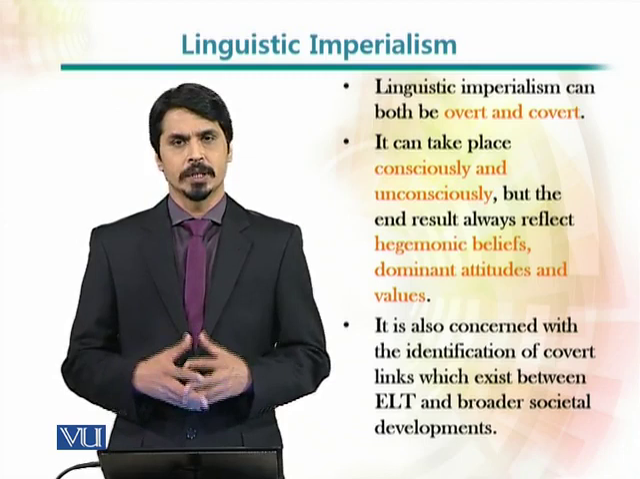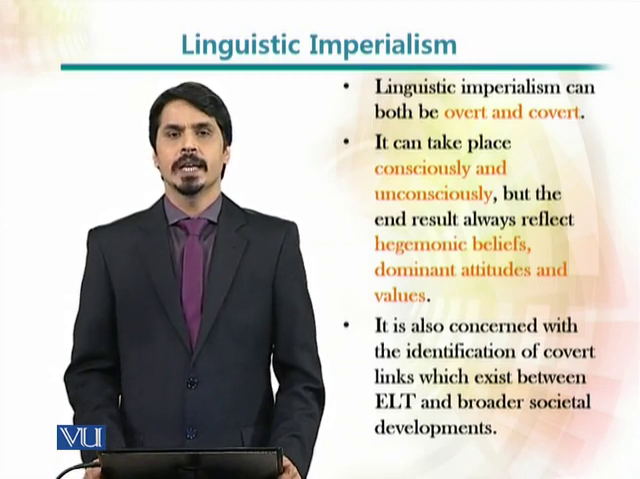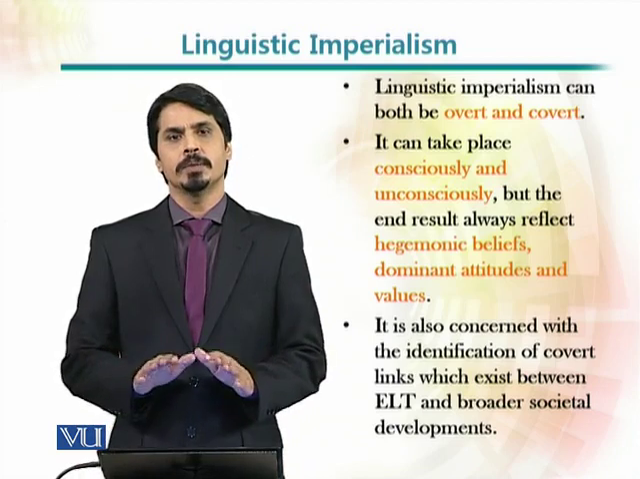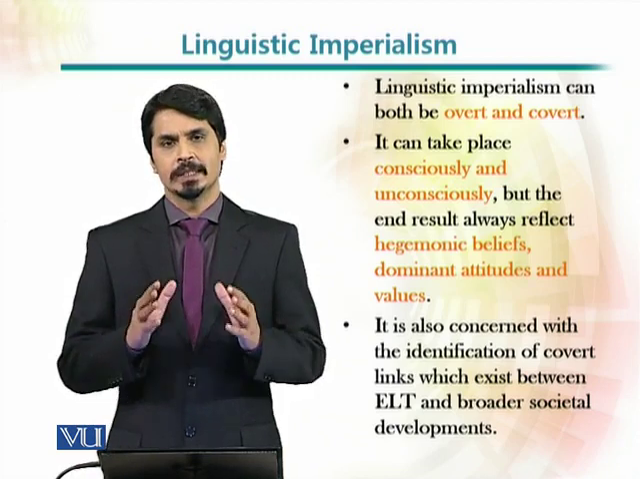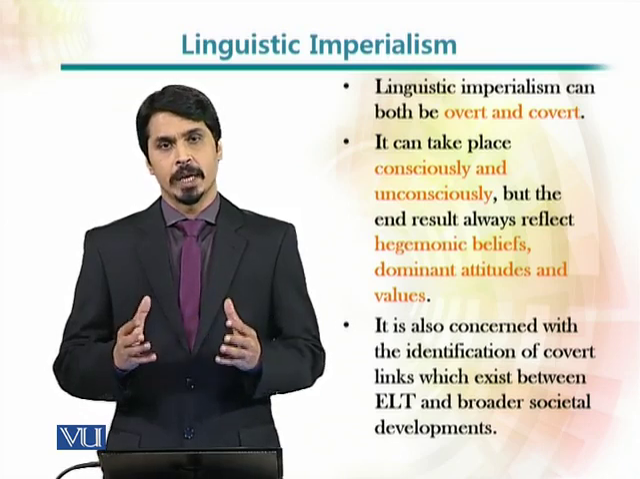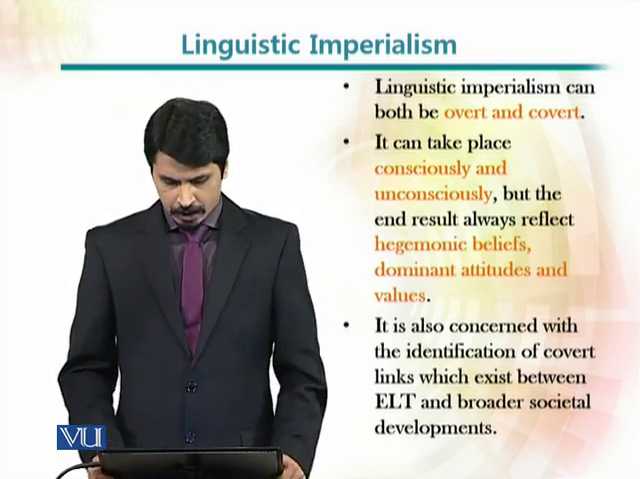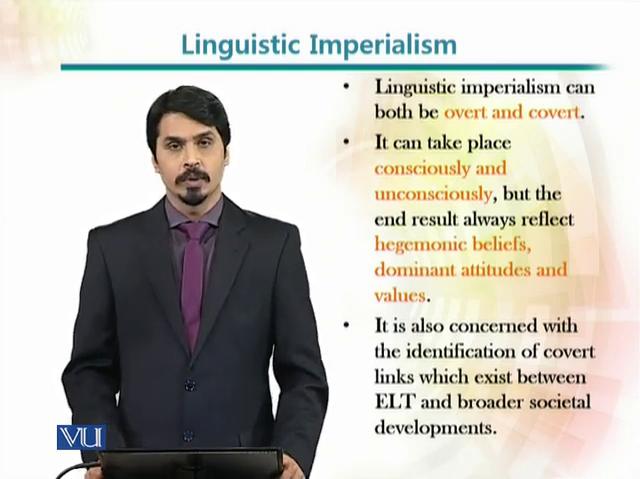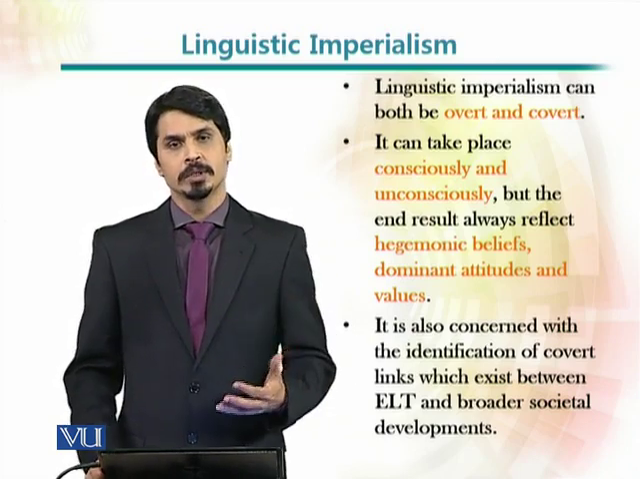For example, English in many post-colonial societies is still believed to be a powerful language and a passport to success. Therefore, there may not be physical control in these societies by English-speaking people, but there is still a psychological imperialistic control on these societies. The English language has a vital role in such domination. It can take place consciously and unconsciously, but the end result always reflects hegemonic beliefs, dominant attitudes and values.